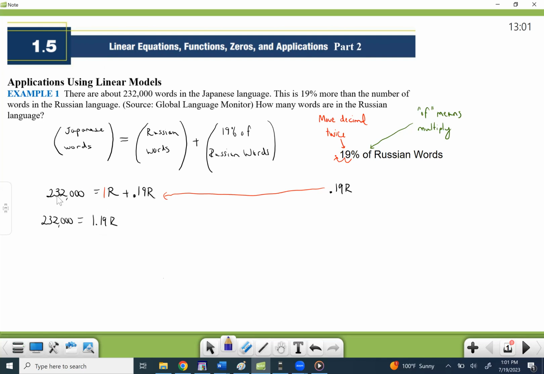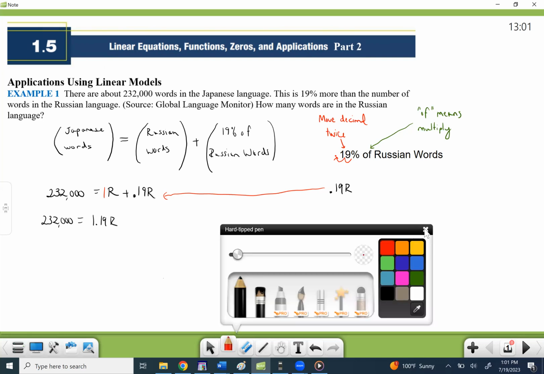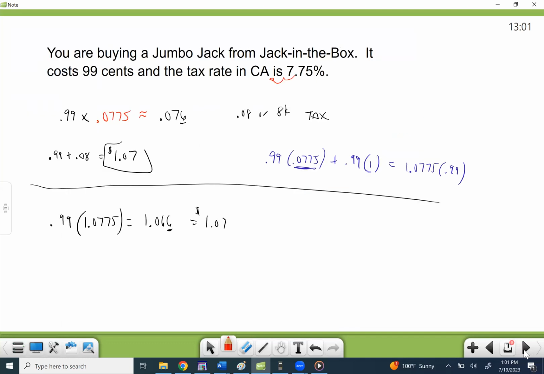So I could have totally skipped this step and been like, well, I want 100% of the Russian words, plus 0.19 more of the Russian words. Anyhow, that's just a little side thing. What's important is, hey guys, if you want to figure out what you're going to pay at the register, knowing that you just have to slide this 1 in front of the tax rate and multiply it, that'll get you the final answer.